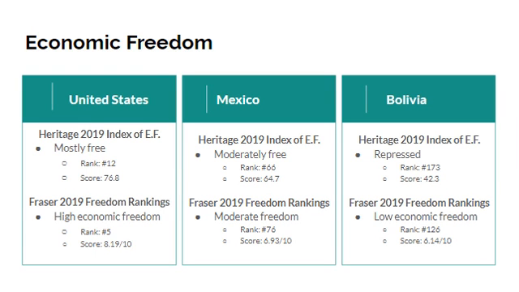We also have the Fraser Institute 2019 Freedom Rankings, and they measure economic freedom through the size of government, sound money, freedom to trade internationally, regulation, and legal system and property rights. So again, the United States ranks number 1 out of the three, but out of 162 countries from the Fraser Institute, it ranks number 5. The scores are also out of 10, and the United States has the highest score again out of the three.